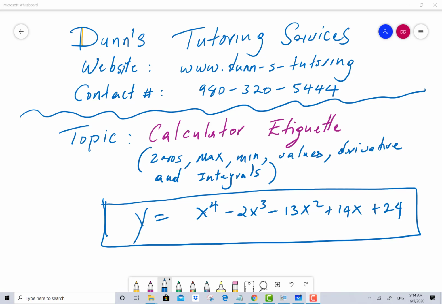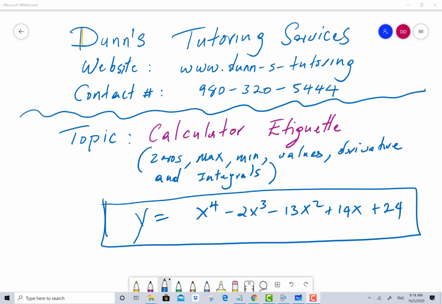Now, today we're going to address a specific topic that is very popular, which is to use a TI-84 calculator to calculate a number of things, to figure out the zeros of a particular equation, the max, the min. We're going to calculate specific values. We're going to look at the derivatives and integrals relating specifically to this particular problem we're going to be working on.